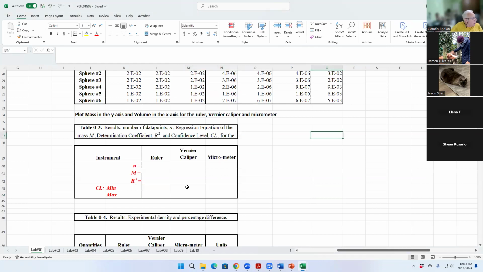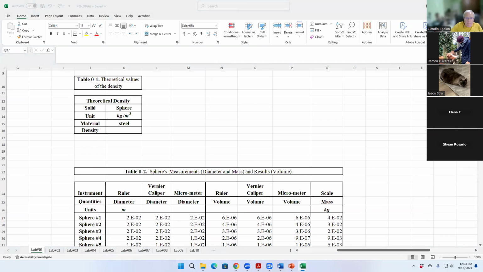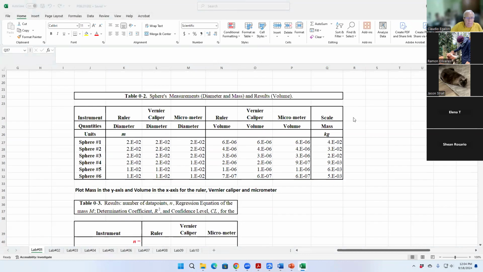Professor, I actually have one more question. Regarding the graphs for the first table, you said to do it for ruler volume and scale mass, correct? Yeah, for the ruler, you highlight the volume of the ruler, and then you highlight the scale, the mass. That's how you do it. Okay, I think I did it wrong.